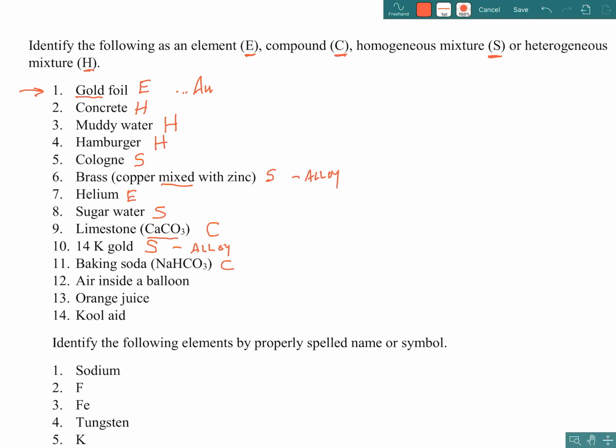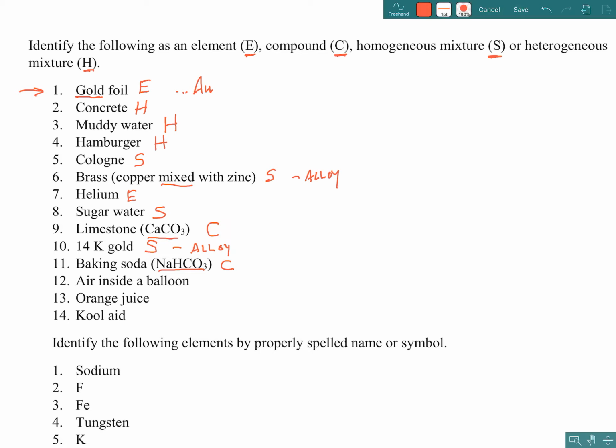Okay, number 11, baking soda. NaHCO3. What do you think? Okay, if you said compound, you're in business. It is pure. The only thing in baking soda is sodium bicarbonate. Sodium, hydrogen, carbon, and oxygens bonded to each other to form a chemical compound.